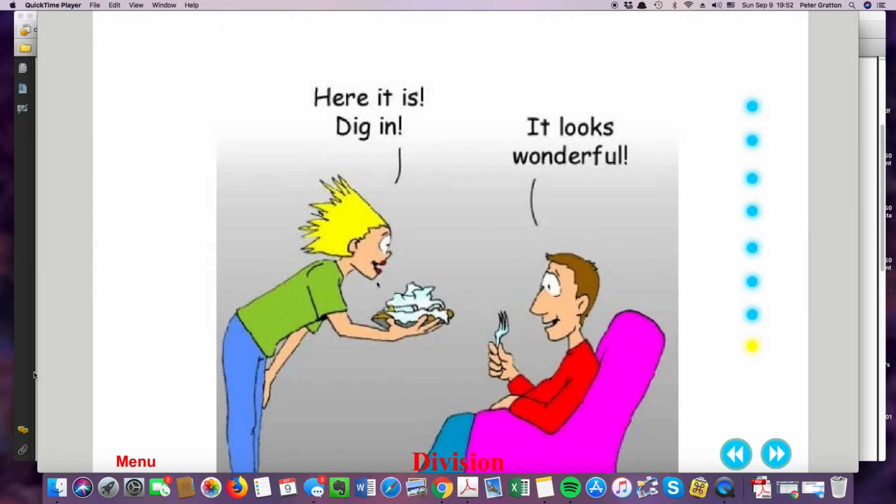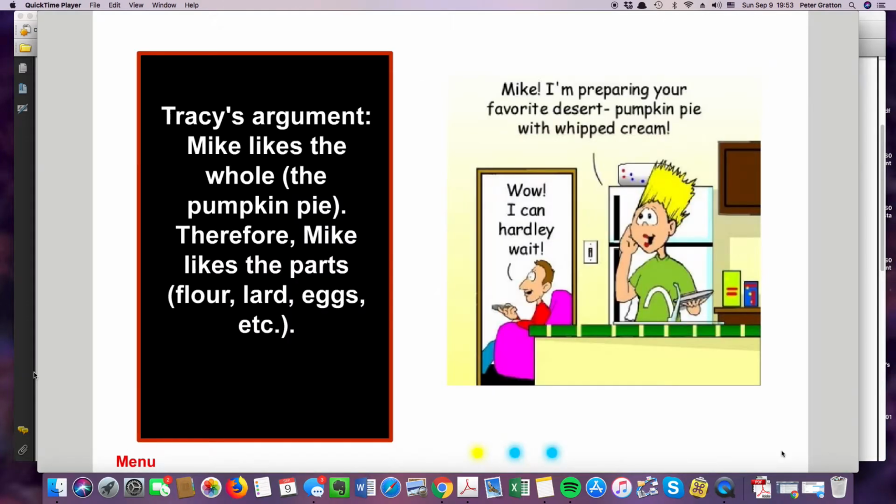Obviously this makes the fact is you transfer from the whole to its parts, but you never put the whole together. This isn't a real pie. It's just the pile of the parts all together. So just because you love pumpkin pie doesn't mean you like each individual part separately. So Mike likes the whole, the pumpkin pie, therefore Mike likes the parts: flour, lard, I don't know if anybody uses that anymore, eggs, etc.